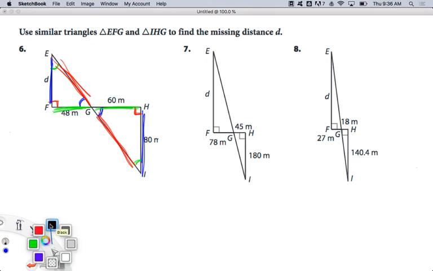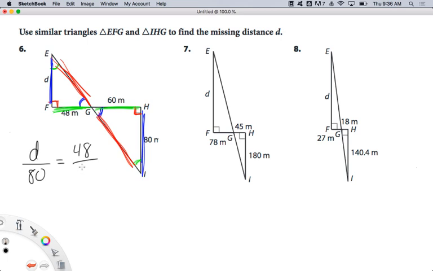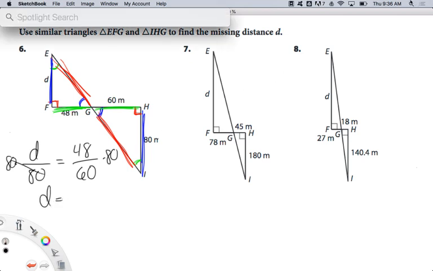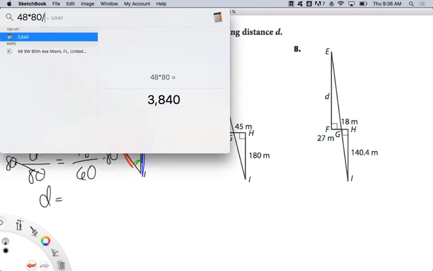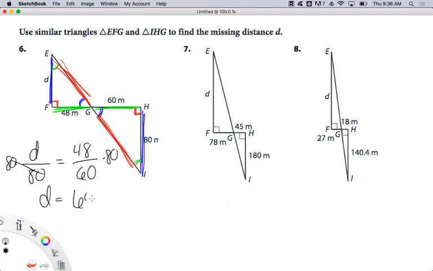All right, once I have that, it's quite clear to see. It's D over 80 equals, staying consistent, 48 over 60. Multiply both sides by 80, and I get 48 times 80 divided by 60 is 64. Okay, any questions? All right, go ahead and do number 7 on your own.